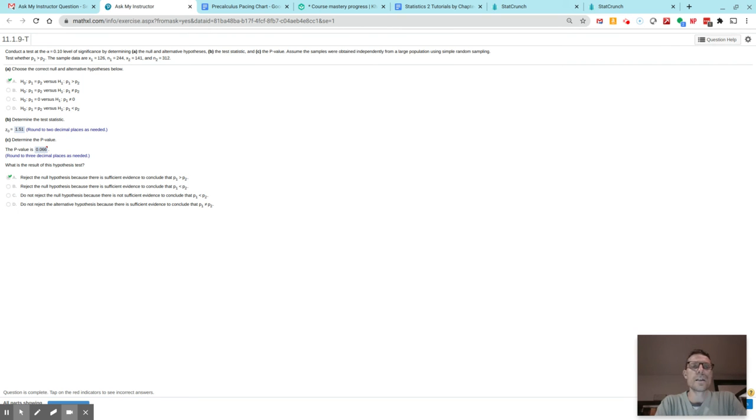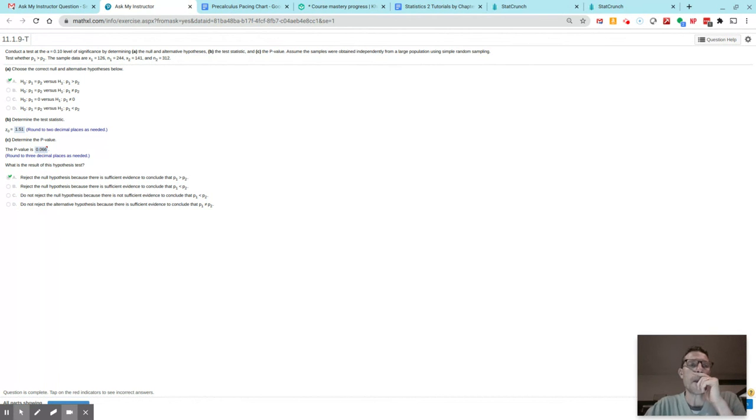Okay, so this is question number 5 on 11.1. And we've got two proportions. We want to see if they're actually significantly different. So we set up a hypothesis test whereby we assume that they're not significantly different, and then want to test whether the first one's significantly higher than the second one.